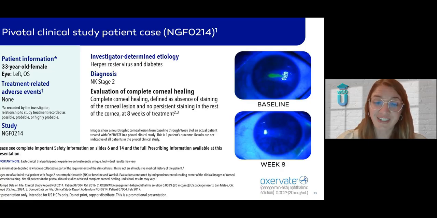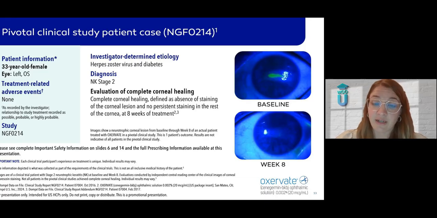So I have a question, and my question is, was this successful? And so from an oxervate standpoint, I would say 100%. It reduced the threat, it healed the cornea, and it did its job. So 100% successful for oxervate. But my second follow-up question to that was, is this successful in terms of us as eye care providers? And I would argue no.